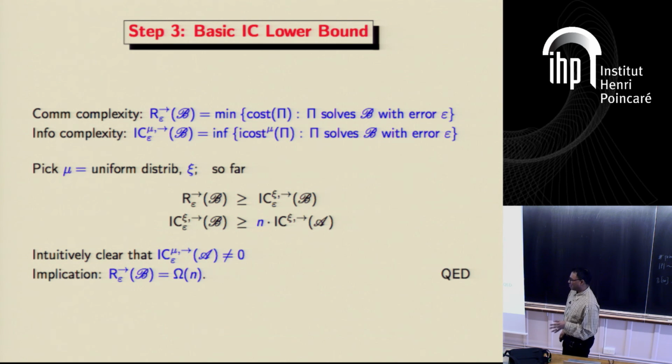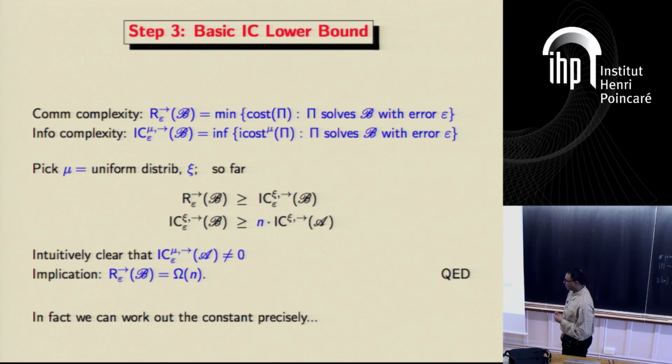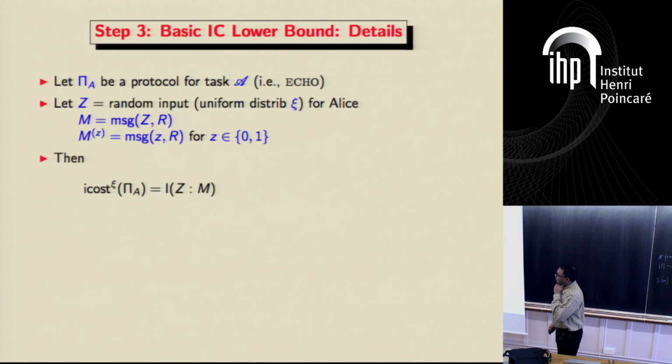But if you're not quite happy with that kind of intuitive argument, well, you shouldn't be happy. You should say exactly what is that non-zero quantity. Okay, so we can work it out exactly. So here's how we can work it out.